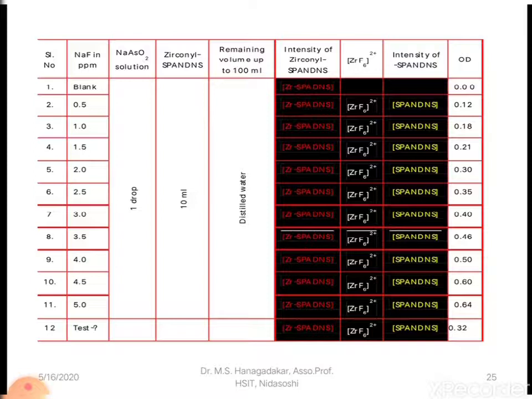Then in all the flasks, we need to add one drop of sodium arsenate. Then for all the 12 flasks, we need to add 10 ml zirconyl SPADNS reagent. Then the remaining volume is diluted with distilled water. So as the concentration of fluoride increases, progressively the color of zirconyl SPADNS is going to diminish, and there is a formation of zirconium hexafluoride, and the intensity of the SPADNS reagent increases progressively. That's what you can observe in this reaction.